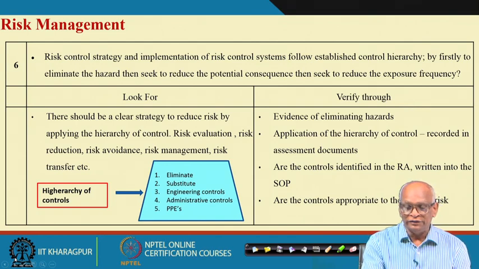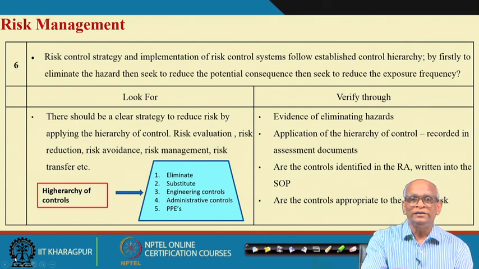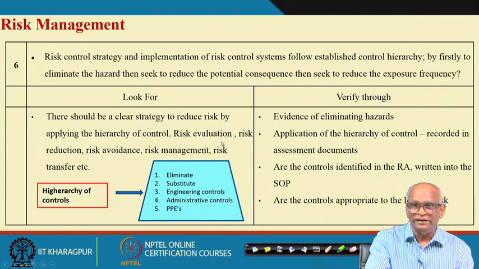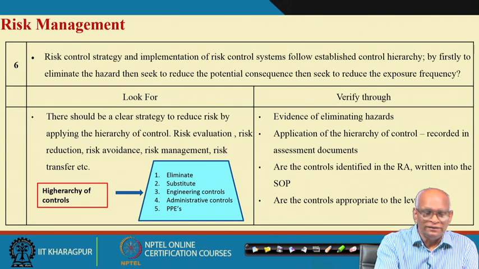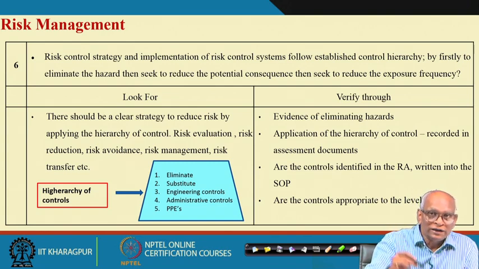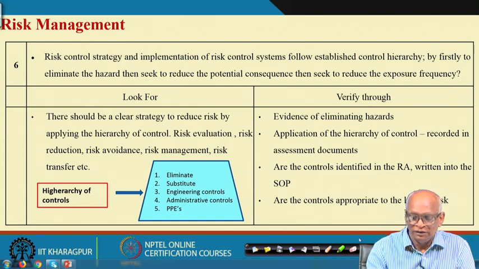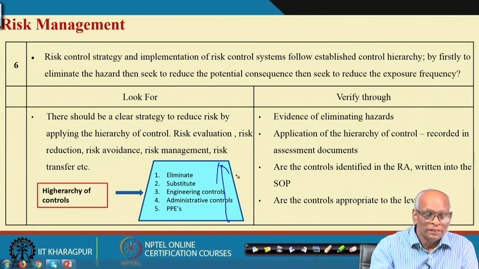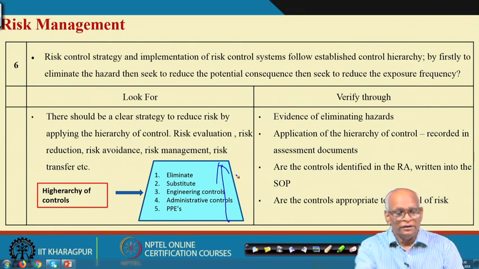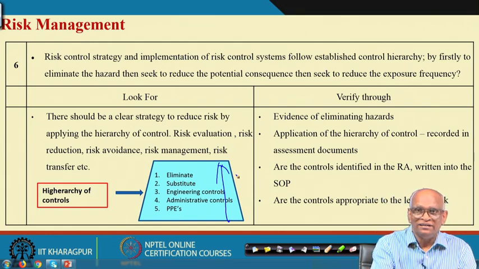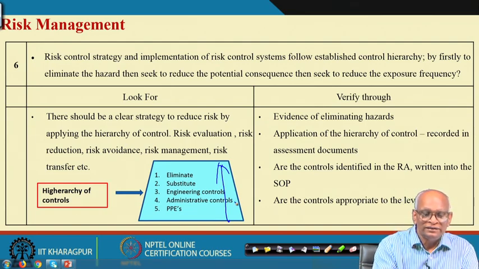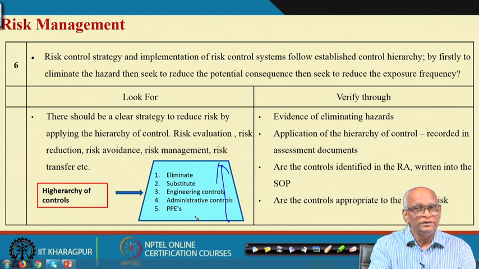So, risk evaluation: once they have evaluated the risk, they have to put the interventions in place. Once you understand the risk, you have to put the controls, and they have to follow a hierarchy like this. If the risk is very high, they have to eliminate it, substitute it, or put engineering controls. They have to use this hierarchy to reduce the high hazards.